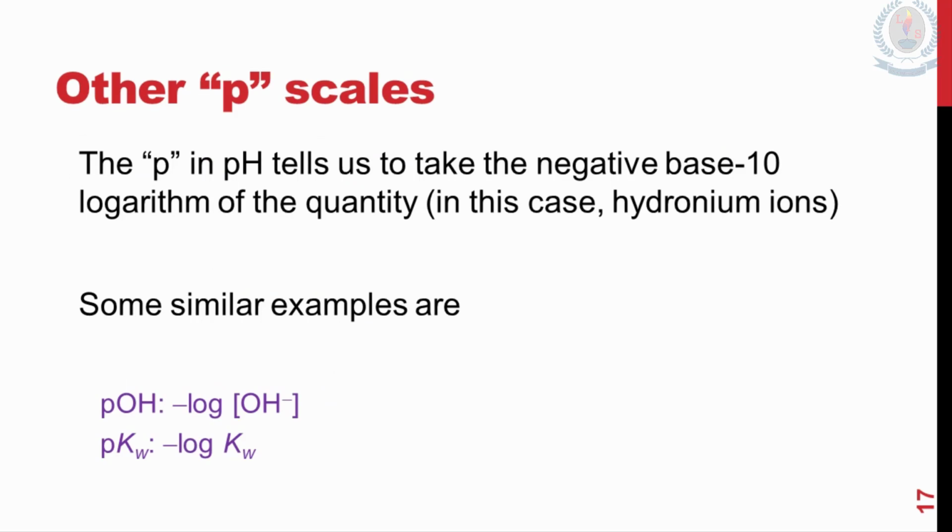Now let's have a look at other pH scales. That means now we spoke about pH. In physical chemistry or acid-base equilibria, there are so many p-scales. Now let's look at them. The p in pH tells us to take the negative base 10 logarithm of the quantity, in this case hydronium ions. Some similar examples are pOH, pKw, like that. So we can make expressions according to these scales.